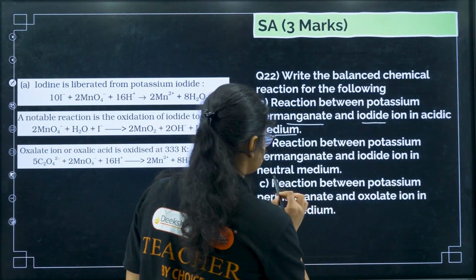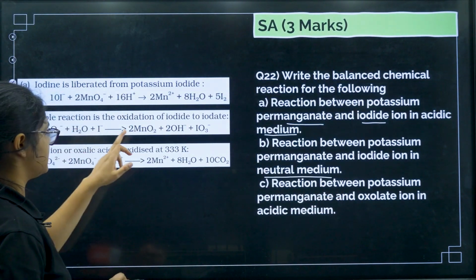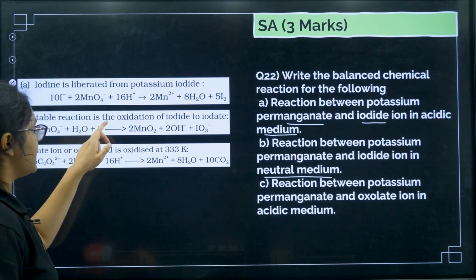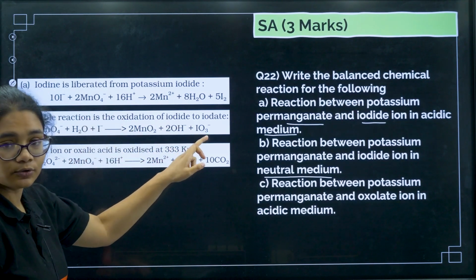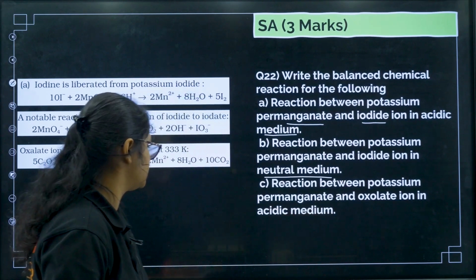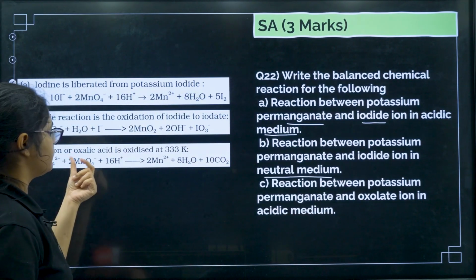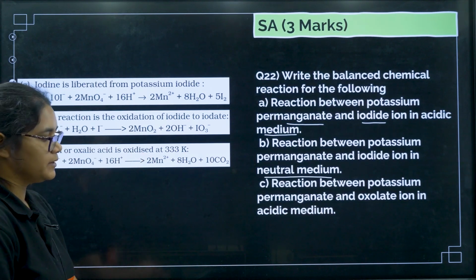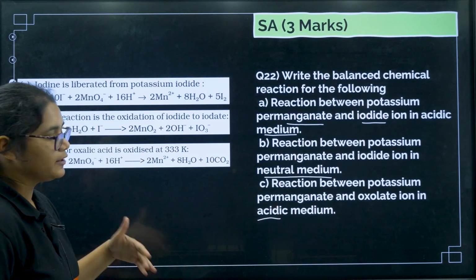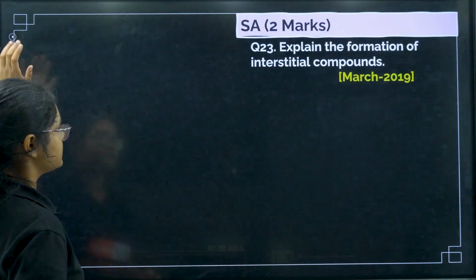The next thing here is in the neutral medium. This is important. So in neutral medium, MnO4 minus gets converted to MnO2 and I minus gets converted to IO3 minus. Next we have potassium permanganate and oxalate ion. So oxalate ion gets converted to CO2 and MnO4 minus gets converted to Mn2 plus because it is acidic medium. I told you how to balance. Following that same mechanism you can balance the reactions.